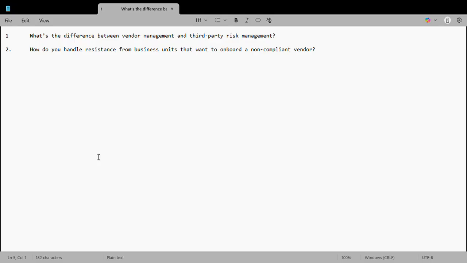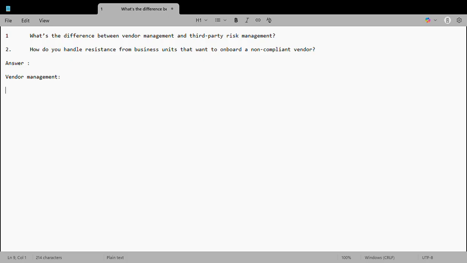Many of you guys think that vendor management and third party risk management are the same. I am discussing question number 1, but actually, what are the actual differences between vendor management and third party risk management? Let's discuss the difference here. Let's first discuss what is vendor management.